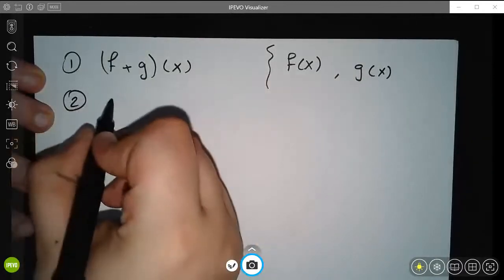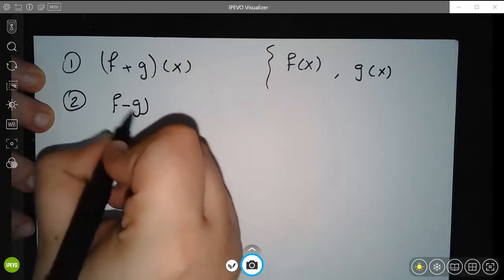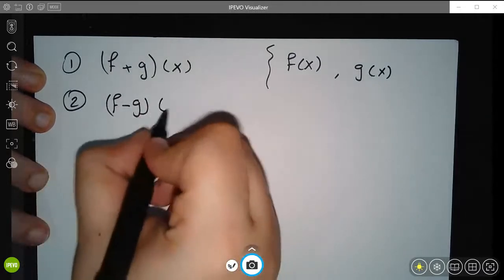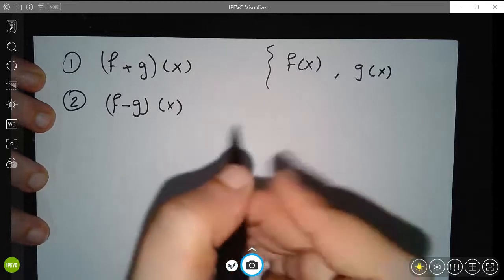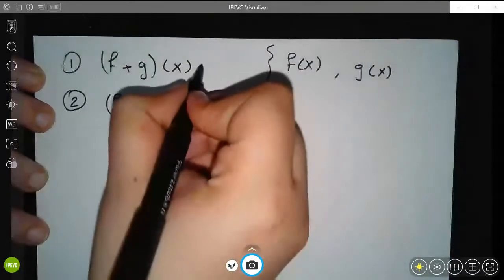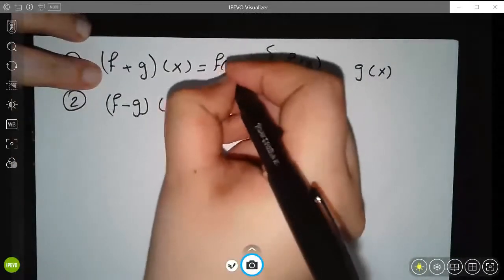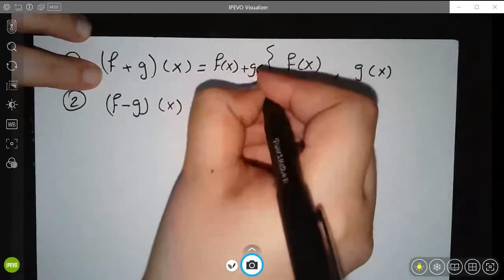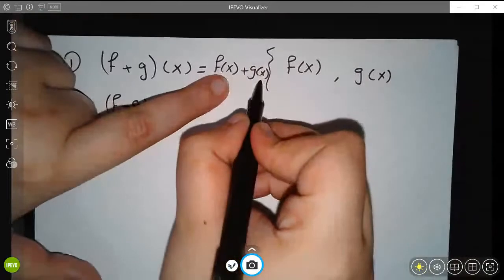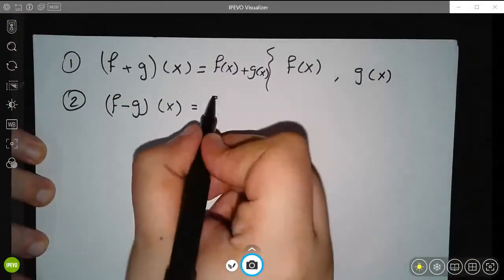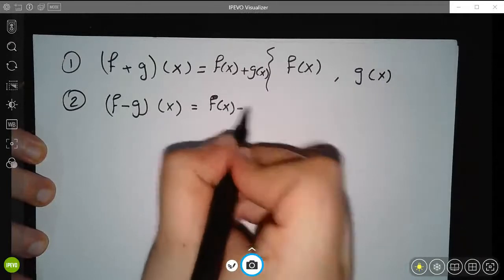Subtraction is going to have a similar shape. It would look like this, f minus g of x. And if you want to write it out, this basically means f of x minus g of x. And they both have the same value x, yeah? So they're both going to be in the same variable.